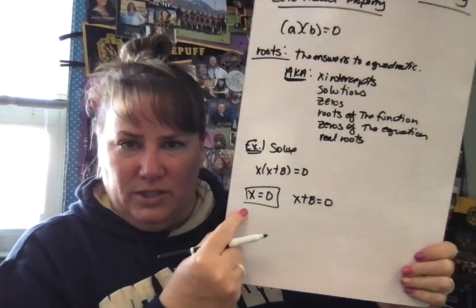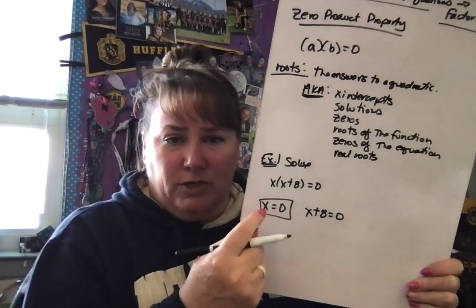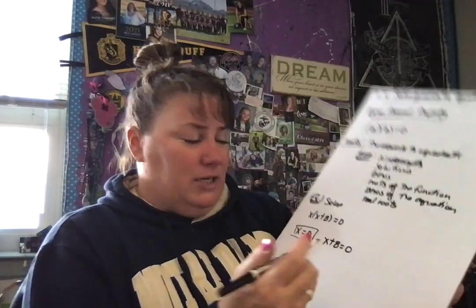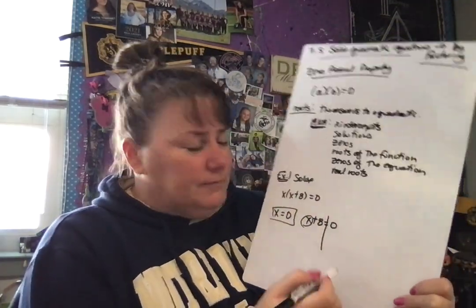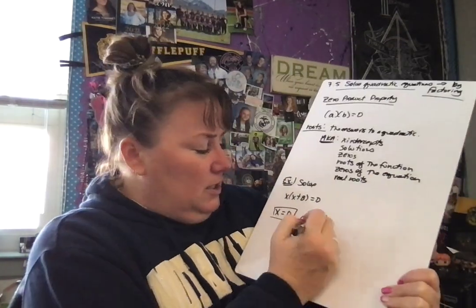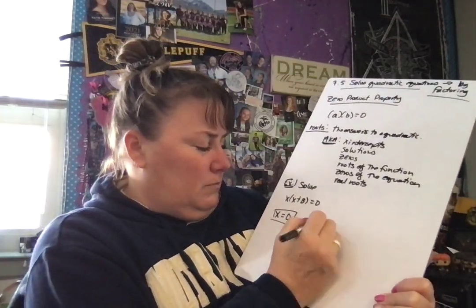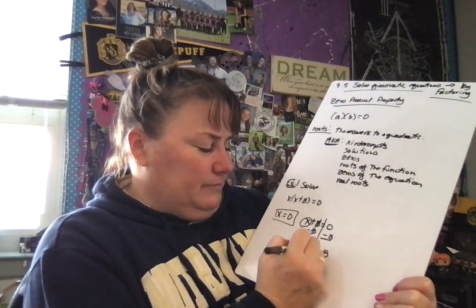So since this is already solved for x equals 0, there was actually no work to do there. So you solve now x plus 8 equals 0. It just becomes a baby balancing problem. Circle the variable, draw the fence. Subtract 8. So you have x equals negative 8.